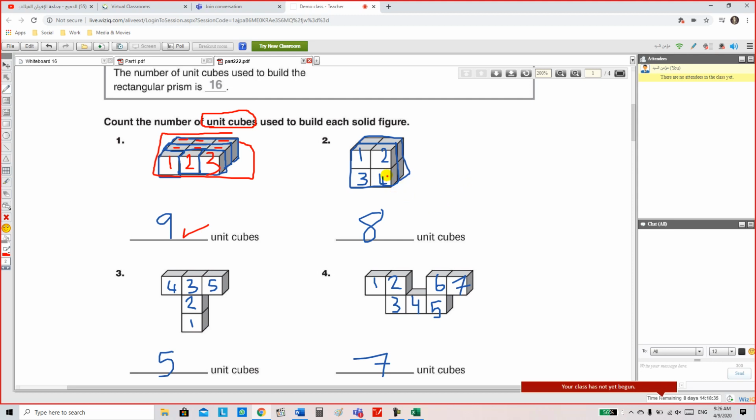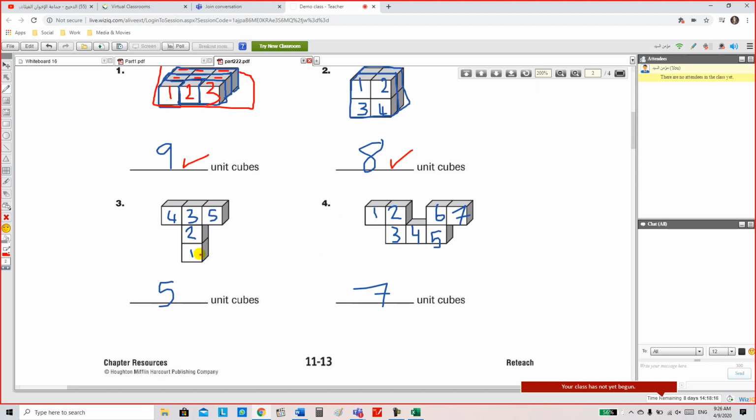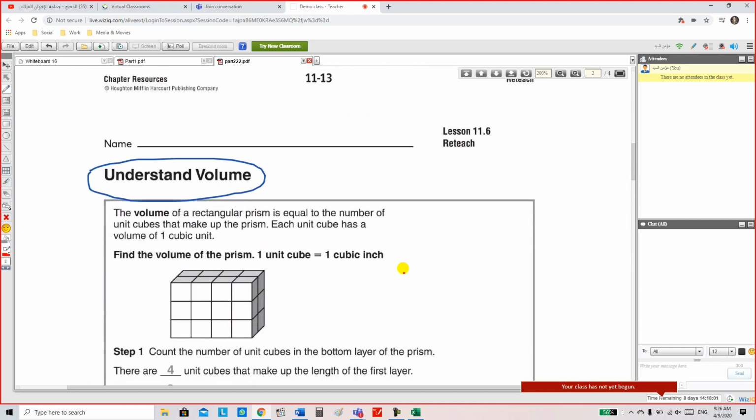And the same thing here. We have the first layer here, we have 4 cubes. And behind it we have another layer, it will be another 4 cubes. Add them up together, it will be 8 unit cubes. And then here, count it 1, 2, 3, 4, 5 unit cubes. The same here, 1, 2, 3, 4, 5, 6, 7 unit cubes. Okay, let's move to the next page.